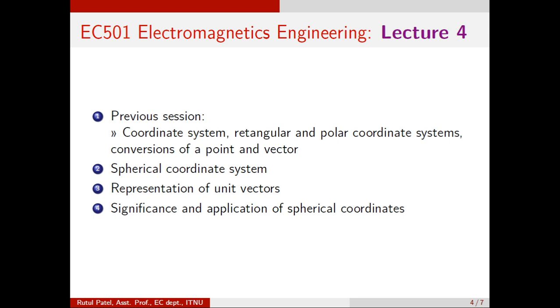Also, we have seen conversion of any vector from rectangular to polar and vice versa. So that was about the 2D coordinate system we have seen so far. Now we take an example of a 3D coordinate system.